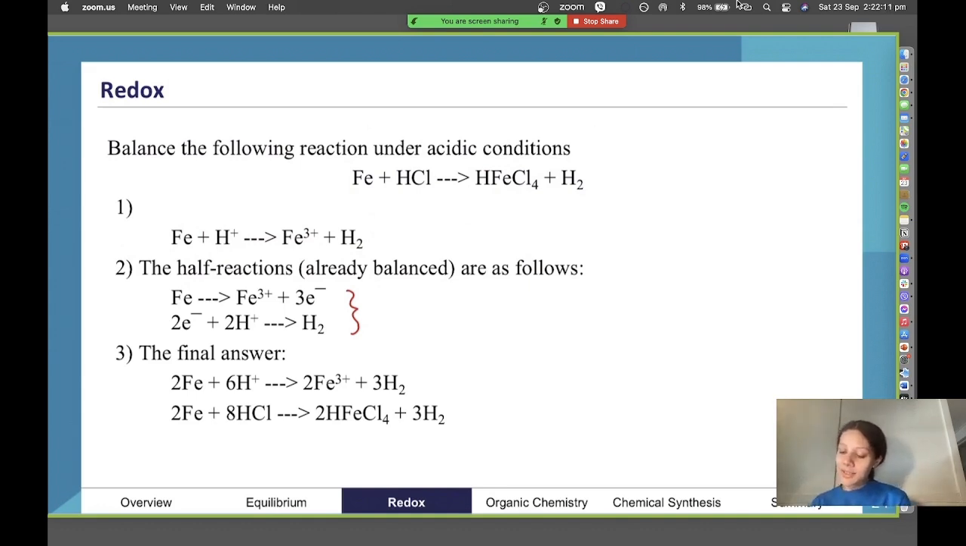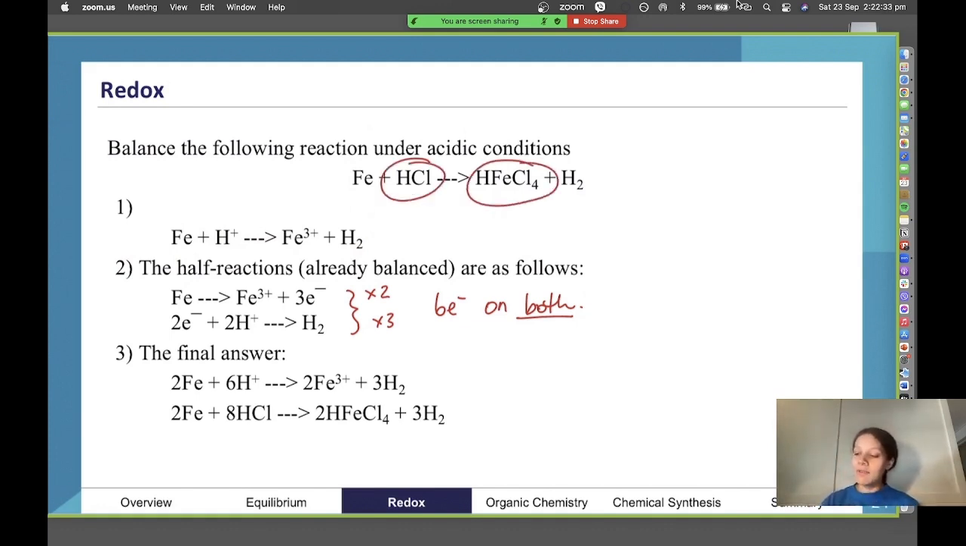So we have 2 Fe ions and 6 H+ once we've multiplied them both. So this one multiplied by 2, this one multiplied by 3, so then we get 6e- on both. So once that's done, then we can combine them into our final answer and write the ions back in their complete full form. So we can write the H+ again in terms of HCl and the Fe3+ in terms of the actual full HFeCl4. So that's a bit of a different process because we have unique molecules in that way.